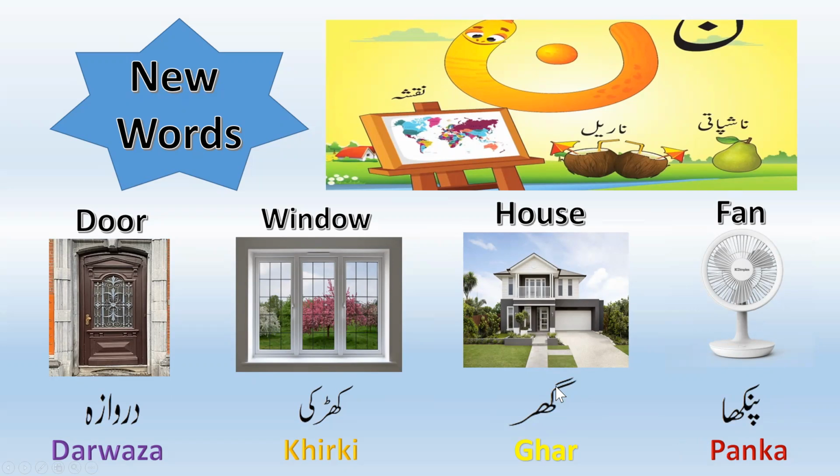Gaf, because it's 1 and it's got 2 kings, and that is gaf. Ghar. Gaf, he, and re. Ghar. Ghar means house. Khirki. Now, if you can look at the Roman Urdu, it says khirki.